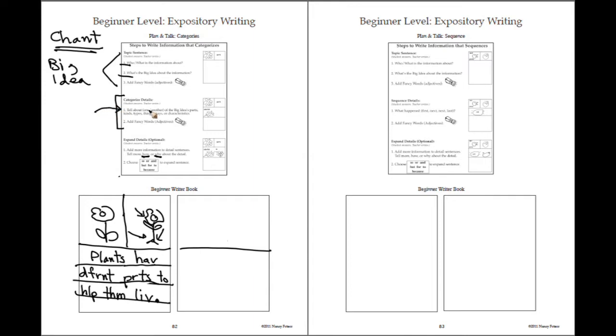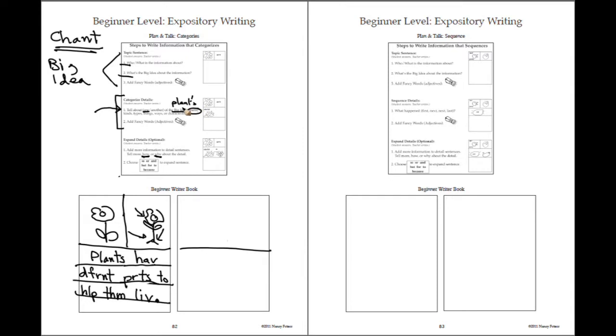Tell about, and notice it says one. When you're writing the first detail, you say, tell about one of the, and then you're going to have a big idea there. That big idea is plant. You're going to replace that with the word plant. Once you know, we have tell about one of the plants' different parts, kinds, types, things, ways, or characteristics. What would make more sense?